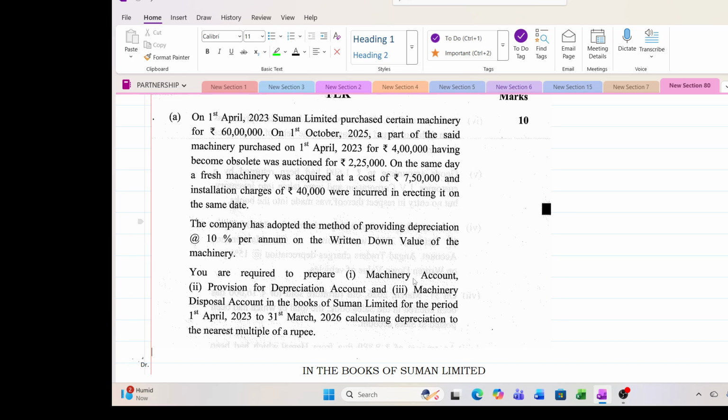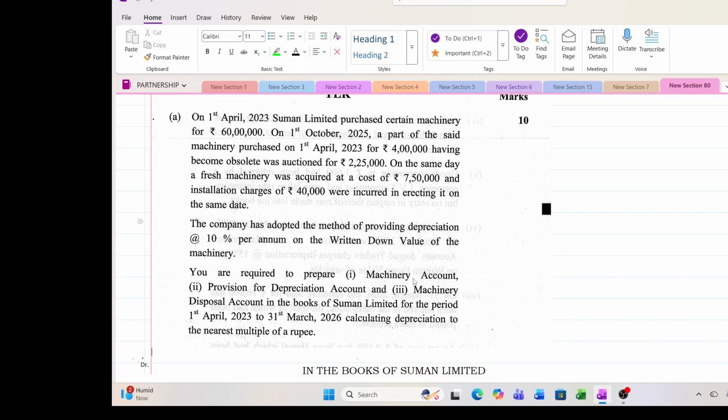Hope you know what a charge against profit is. Still, if you do not, please leave it in the comment box. I'll explain it to you. So it is a charge against profit. So we will be debiting profit and loss account and crediting the provision for depreciation account every year at the end of the year.